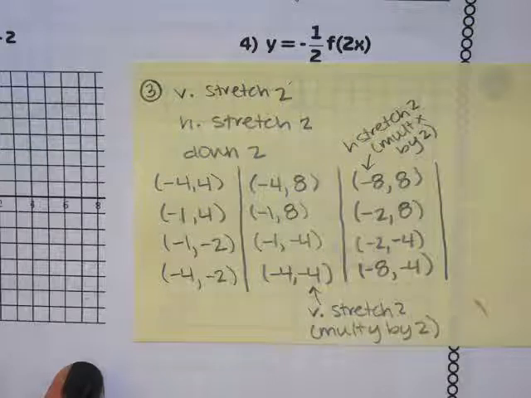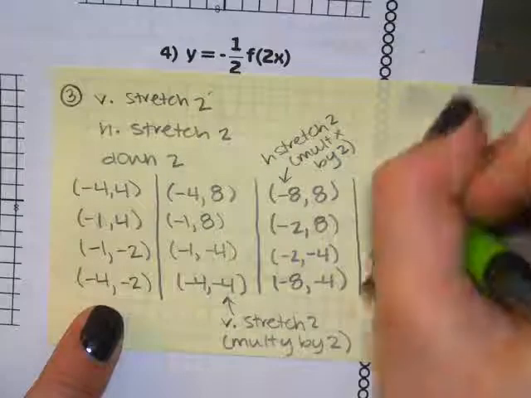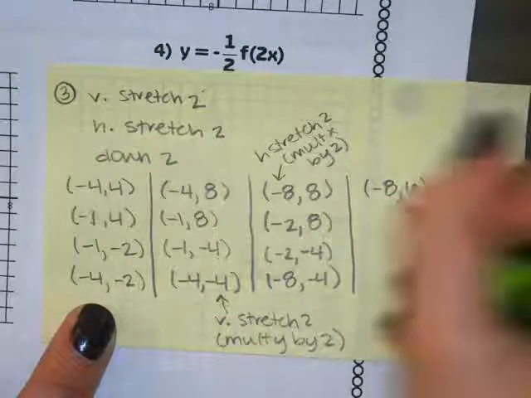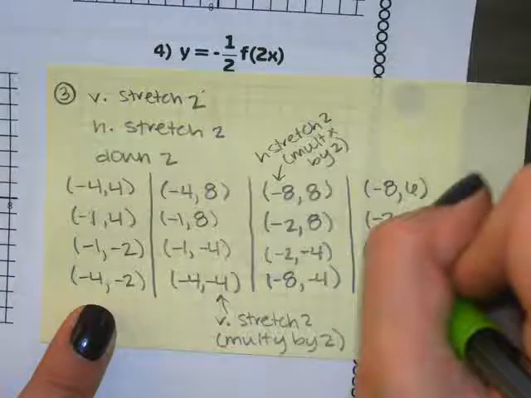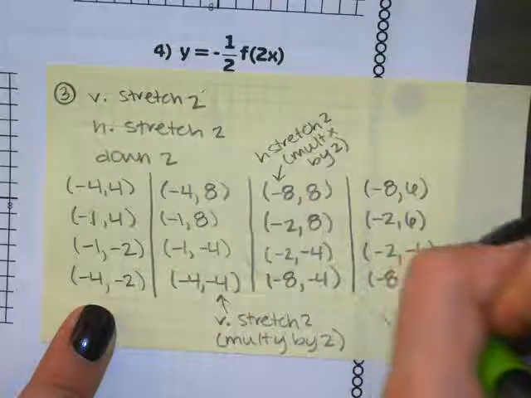All right, and then my last transformation is down 2, how do I do that? -2 from the y, and I know it's the y because it's outside of the function. So anything outside of the function always happens to y. So I'm going to say keep my x the same and -2. Keep my x the same, -2.